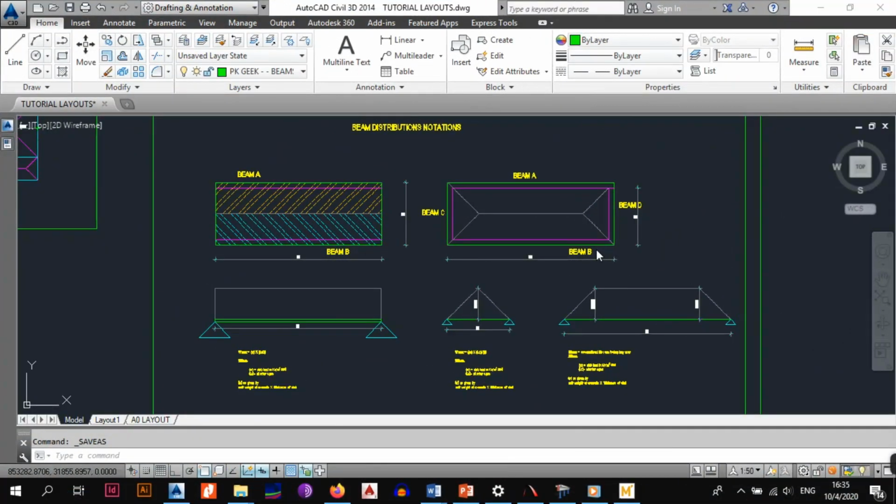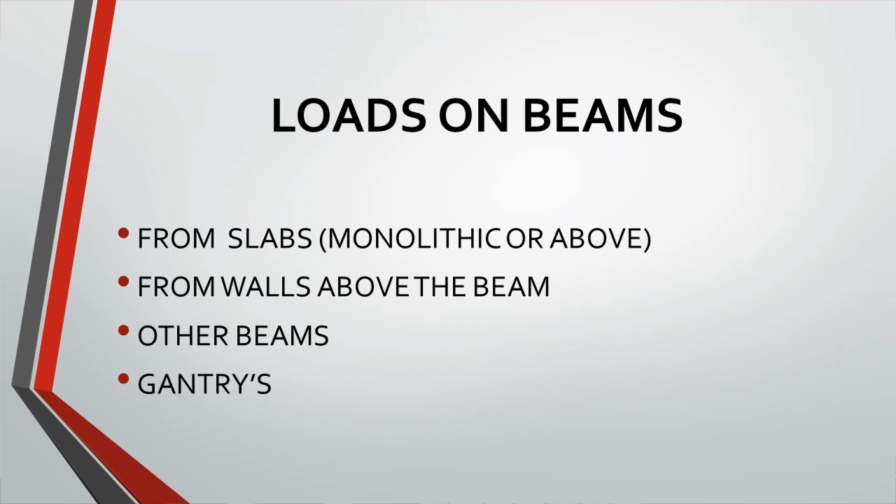So to begin, we need to understand how the loads from the slabs or the walls come to the beams, or where the loads on beams come from. Loads that go to the beams come from four main things: from your slabs, whether they're monolithic or precast slabs above, or from the walls that are above the beam, whether you have load bearing walls. Partitions, we don't really count them in, but you could still add them.